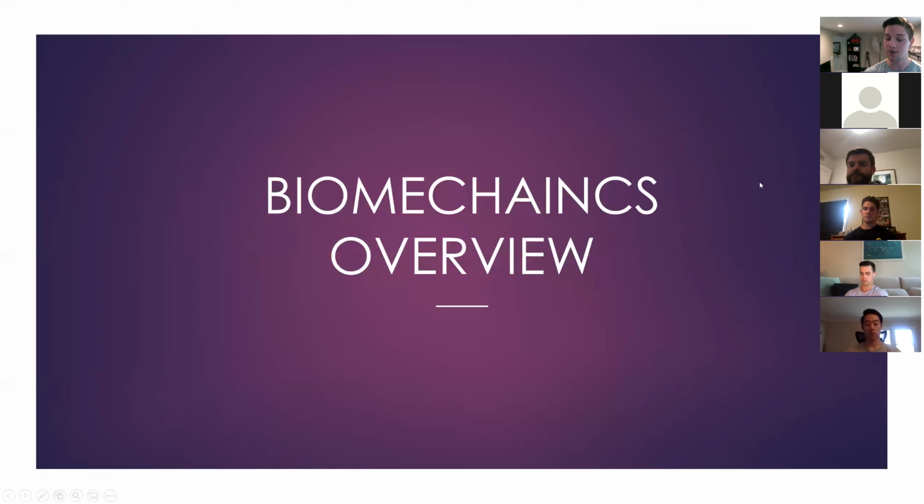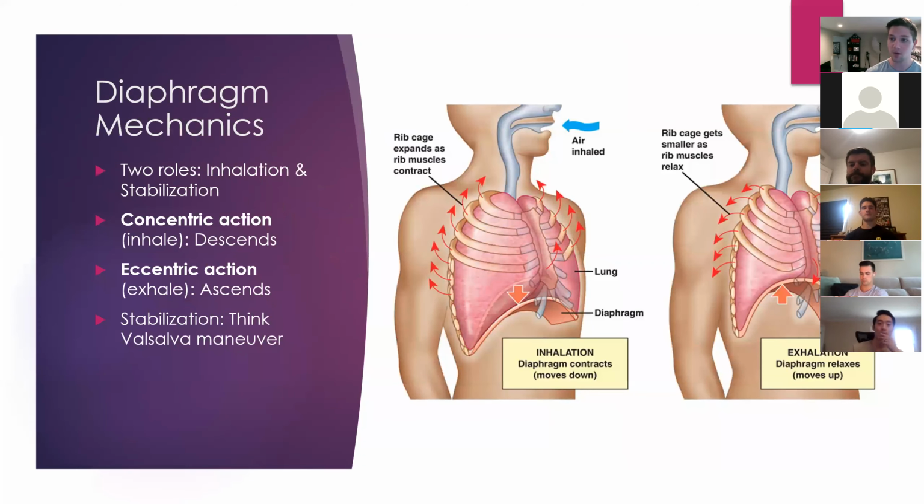And now let's get into some biomechanics. So those are the principles. That's what everything is built upon. Now, in terms of the actual mechanics, I think we're all familiar with this thing called the diaphragm. It has two main roles, inhalation and stabilization. So the concentric action is when it descends. That's when we take a breath in through our nose. As we exhale, it's going to become eccentric. It should ascend, but it can also be a stabilizer.